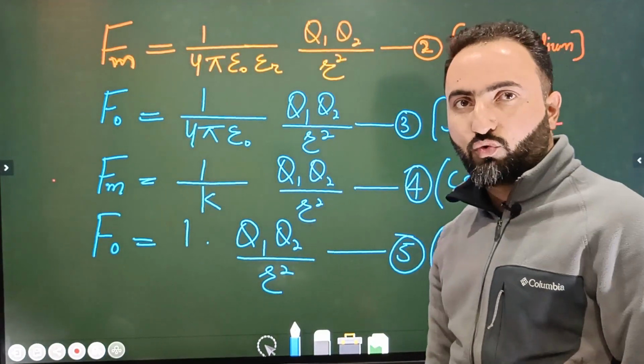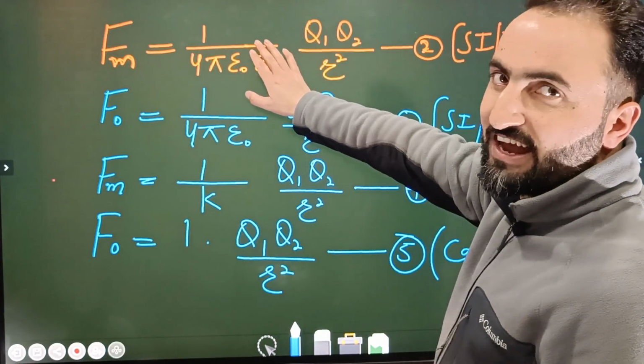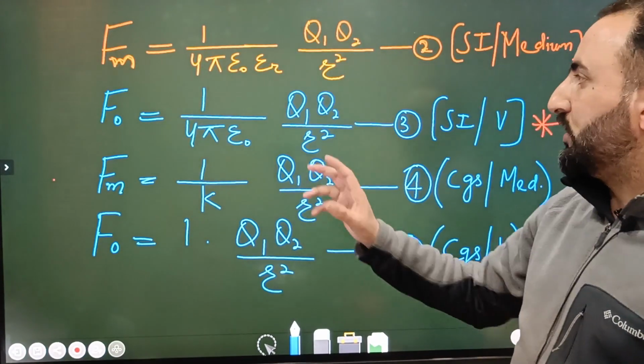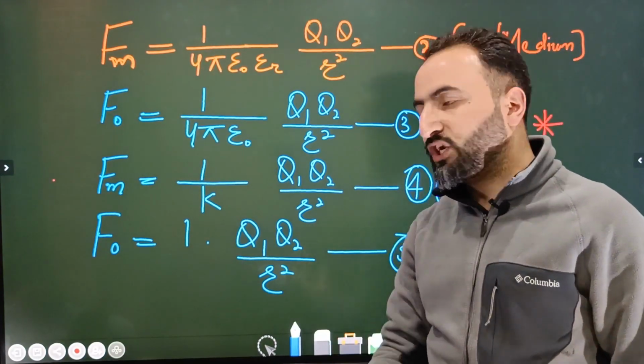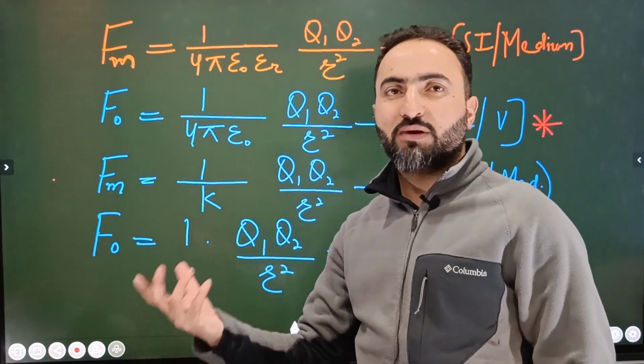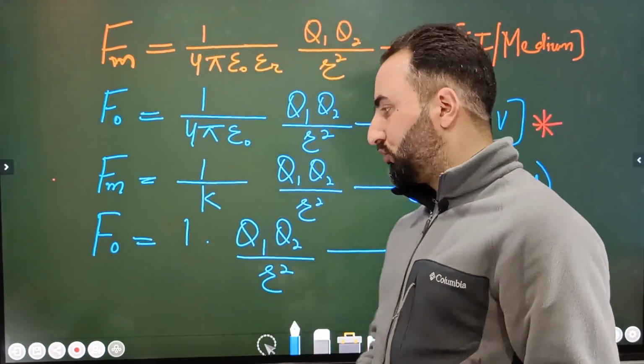Now there are 4 different equations for Coulomb's law: Fm, F naught, Fm, F naught. One is true when the system of units is SI and a material medium separates the 2 point charges. Another is true when the system is SI and vacuum separates the 2 point charges. Another is true for the CGS system with a material medium, and the last is true for the CGS system with vacuum separating the 2 point charges.